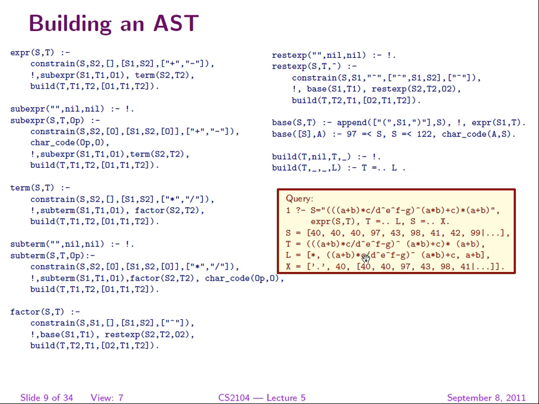Does everybody understand the distinction between the string and the tree? At least take that from here. So S is a string, T is a tree.